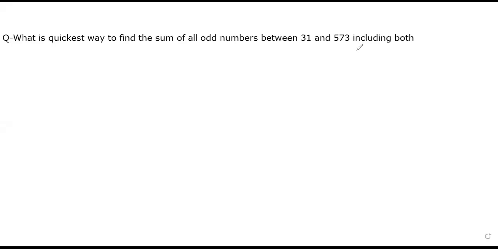Dear students, today I am going to discuss some basic facts related to numbers. So the problem is, what is the quickest way to find the sum of all odd numbers between 31 and 573, including both?